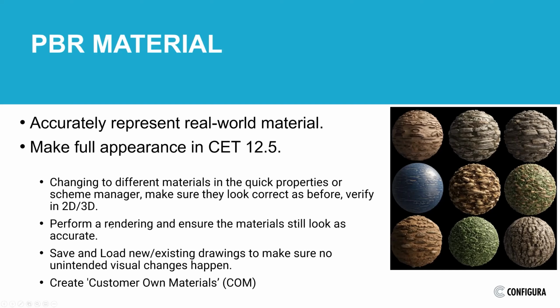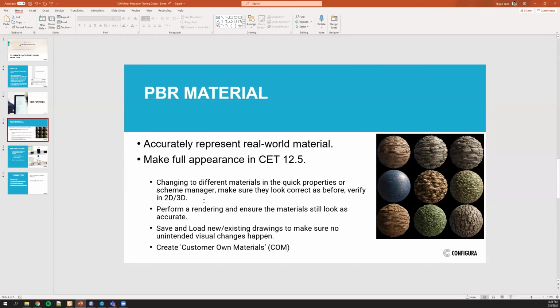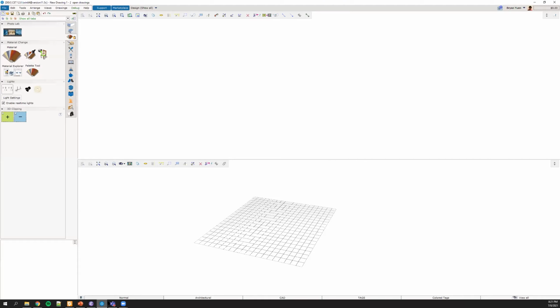Then you can also perform a rendering and ensure the materials still look as accurate. Another thing you can do is save and load existing drawings, and make sure there are no unintended visual changes. You can also try creating your own custom materials, which is COM. I'm going to move on to a short demo and show you how PBR material works. Let me just fire up CET.